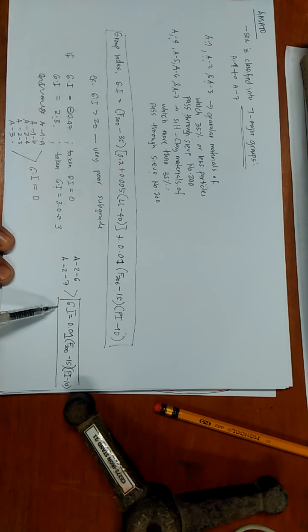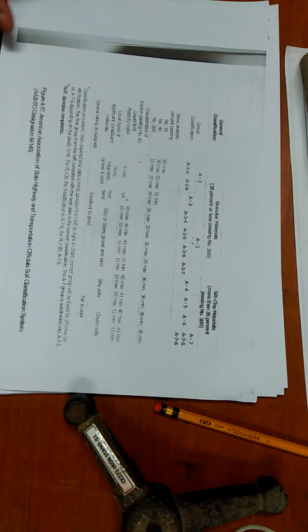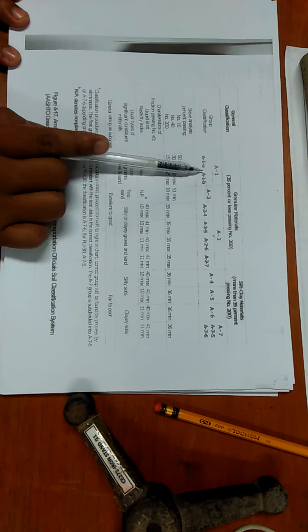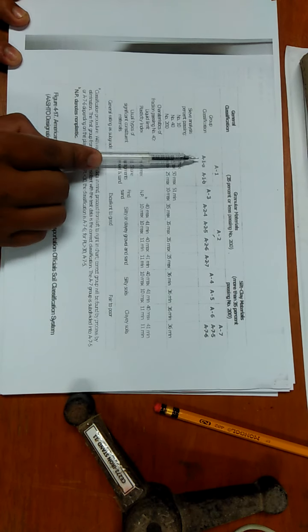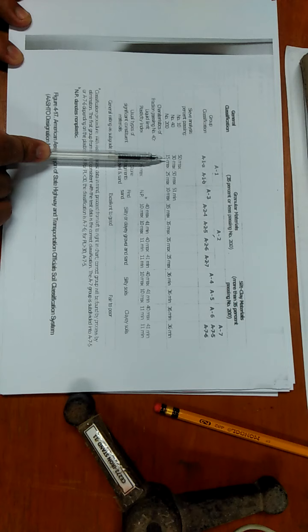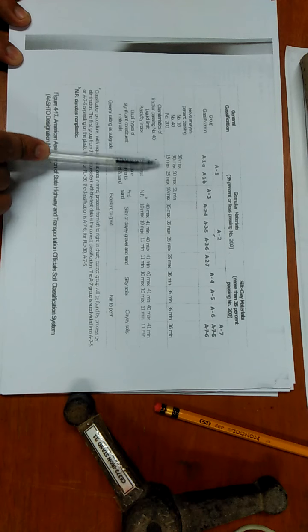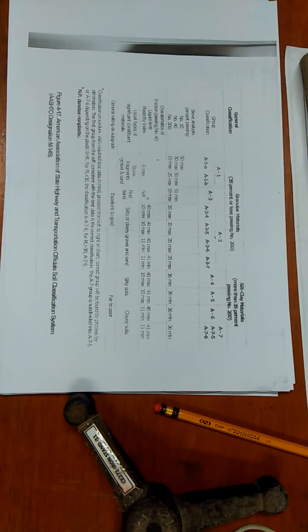Rather, the formula we will use is GI equal to 0.01 times F sub 200 minus 15 times PI minus 10. So, that is our condition and requirement for AASHTO. Again, to classify the soil using AASHTO, in every column the soil must satisfy all the conditions. Once it satisfies all the conditions, that becomes the correct classification, the soil classification of our sample.